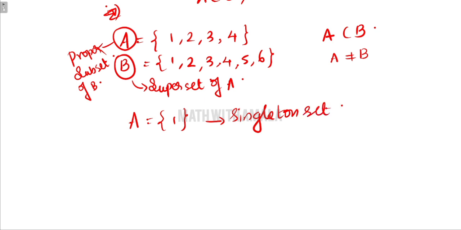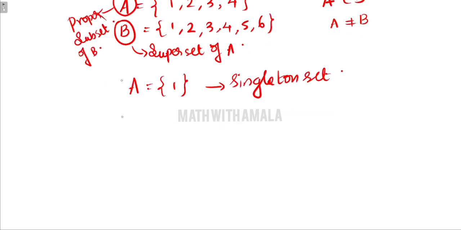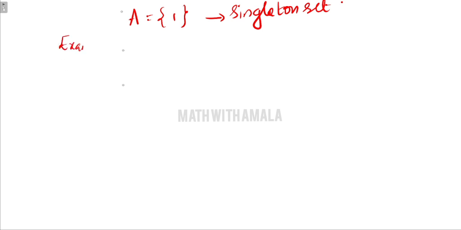Okay, so A equal to {1} is a singleton set. This is a proper subset of A, and A equal to {1, 2} is a proper subset. Likewise, we can say that A equal to {1} is a singleton set. Only a single element is there, so it is called a singleton set.